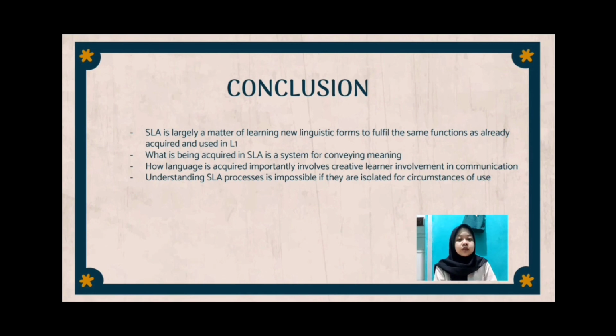And now we've come to the conclusion that SLA is largely a matter of learning new linguistic forms to fulfill the same functions as already acquired and used in L1. What is being acquired in SLA is a system for conveying meaning, and how language is acquired importantly involves creative learner involvement in communication. And last, understanding the SLA process is impossible if it is isolated from the circumstances of use.